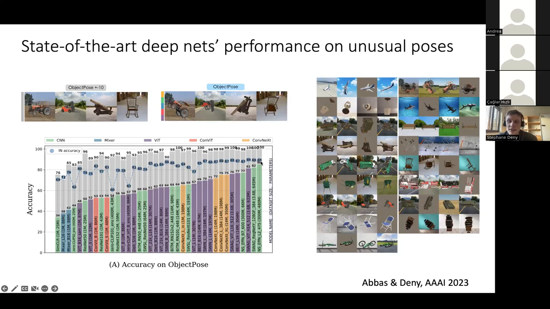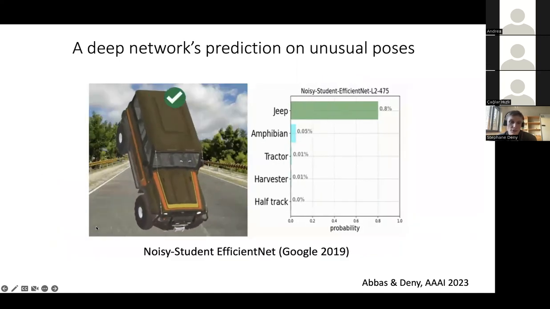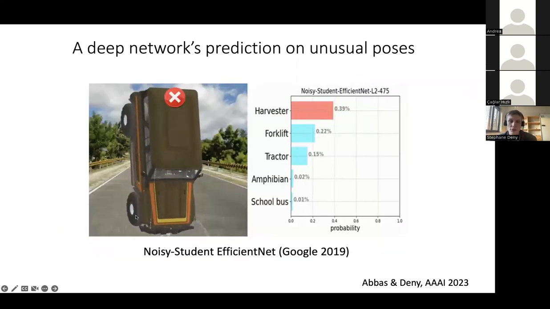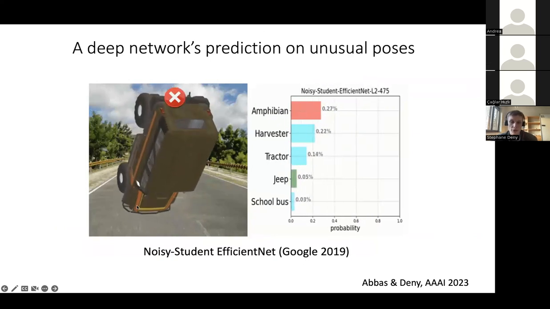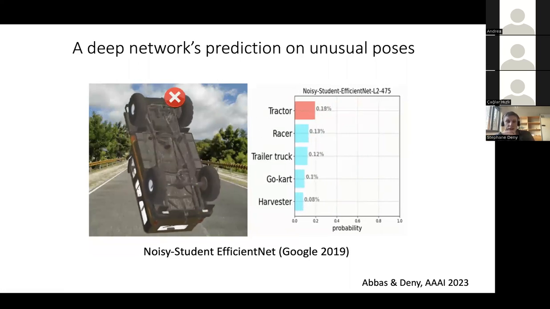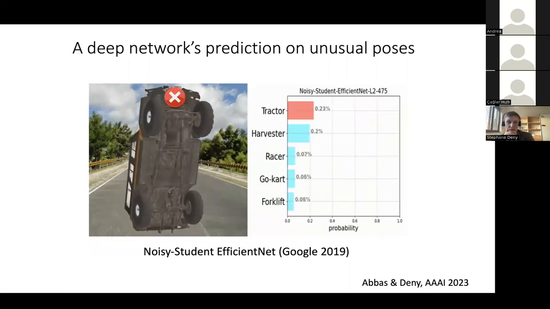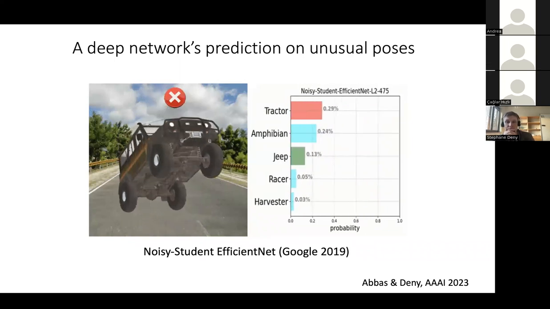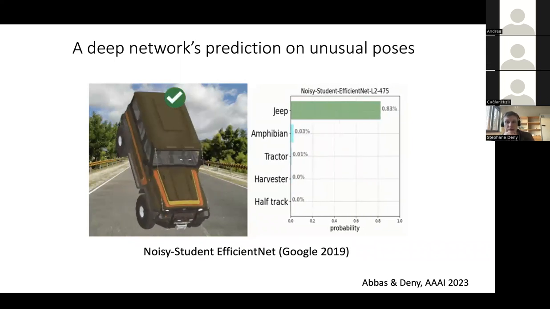And so really, the sheer size of the data set and the sheer size of the model seems to make a difference in robustness. Yet, even these models trained on extremely large data sets are not completely robust. Here, I'll show you an example of a failure mode of our best model tested, Noisy Student EfficientNet. And so you can see that as this vehicle rotates, there is some confusion about what this vehicle is.